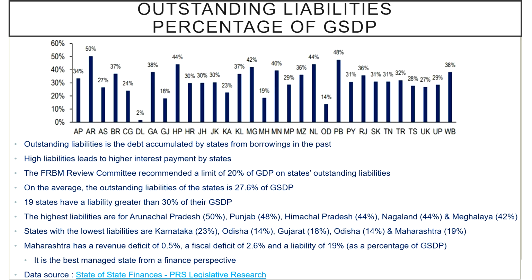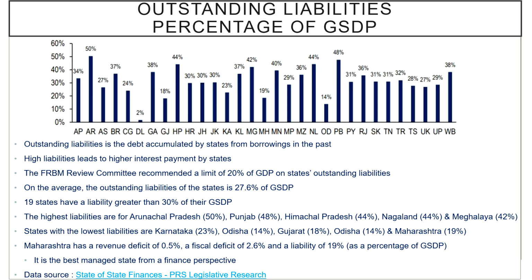Outstanding liabilities as percentage of GSDP. Outstanding liabilities is the debt accumulated by states from borrowings in the past. High liabilities leads to higher interest payment by states. The FRBM Review Committee recommended a limit of 20% of GDP on states' outstanding liabilities. On the average, the outstanding liabilities of the states is 27.6% of GSDP. 19 states have a liability greater than 30% of their GSDP.